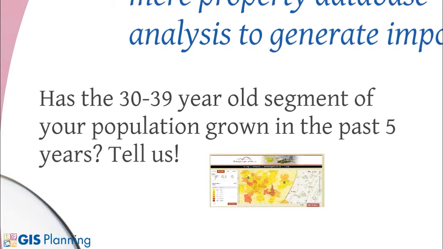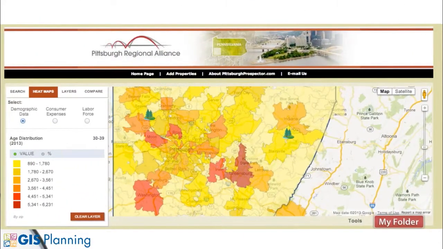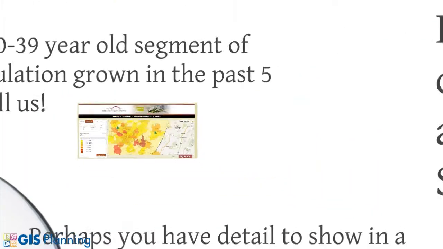But the nice thing about ZoomProspector is you don't just come up with a list of boring numbers, but you can generate these really lovely images that show you exactly how the 30 to 39 year old segments of your population settled in different areas. And that may be really important for workforce information.